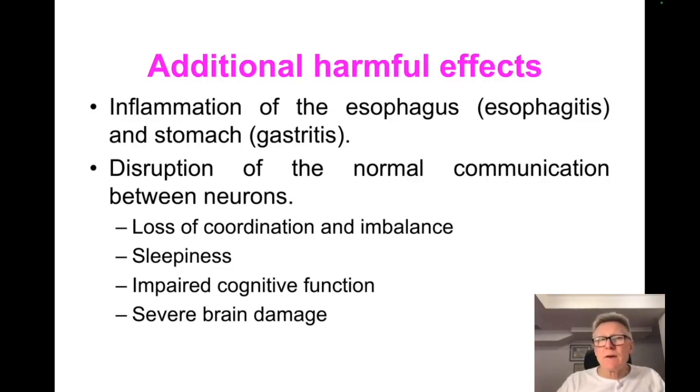Some additional harmful effects: inflammation of the esophagus, called esophagitis, and of the stomach, called gastritis. Disruption of the normal communication between neurons, and I think this is an obvious one. You lose coordination and balance. It can also cause sleepiness, impaired cognitive function, directly related to this effect of alcohol in the brain. And it can also cause severe brain damage. So again, alcohol can be very damaging and devastating to multiple organs, and the brain is a major one.